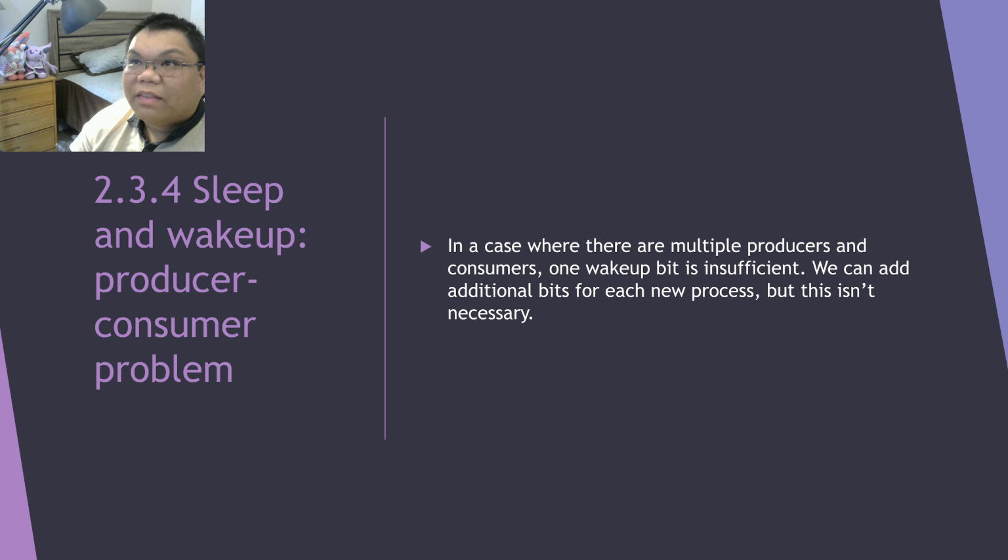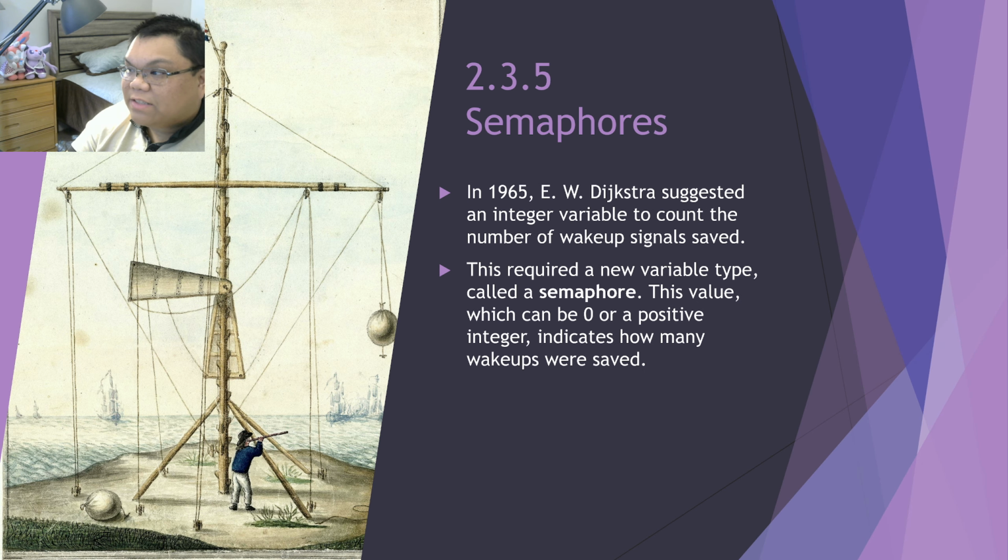Which meant that when one process went to sleep, we broke the pattern of sleep and wake up. So if we lose a signal for wake up, we might have all processes go to sleep, which is not good. So Edsger Dijkstra suggested using an integer value to count the number of wake-up signals saved. So this would become its whole new variable type called a semaphore.